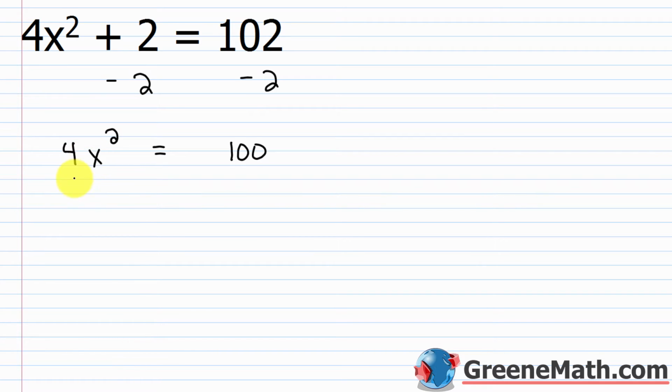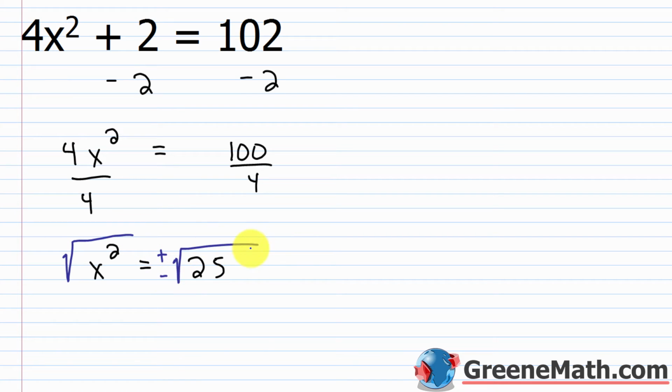So let's go ahead and just divide both sides of the equation by 4. And we'll find that x squared is equal to 25. And then if we use our square root property, we could say, take the square root of this side, and then plus or minus the square root of this side. So this would be x is equal to plus or minus 5, right? Square root of 25 is 5.